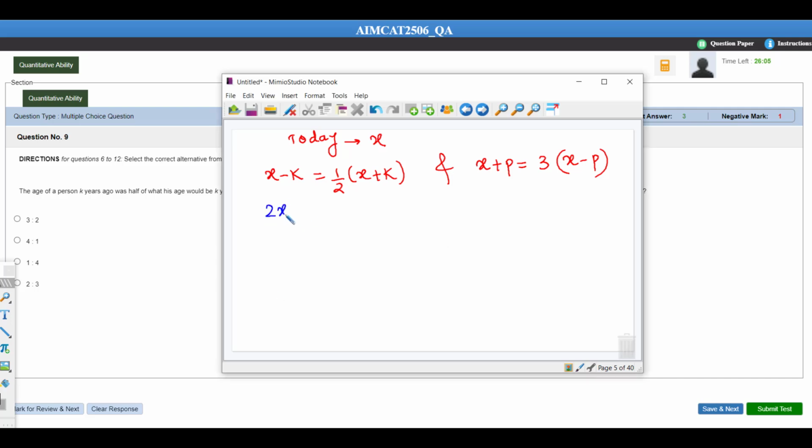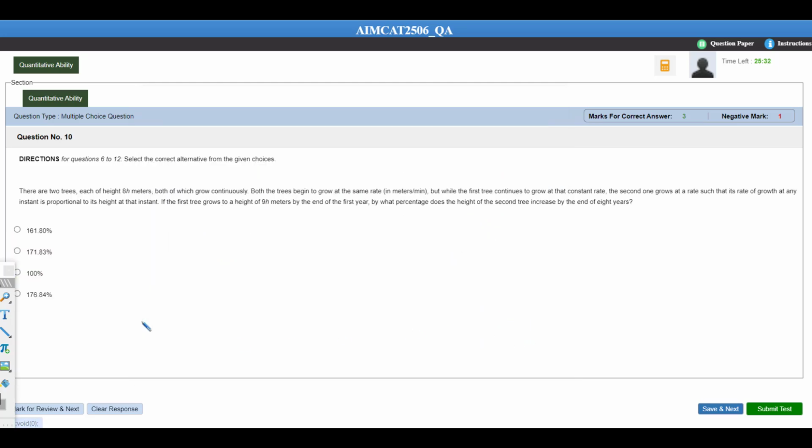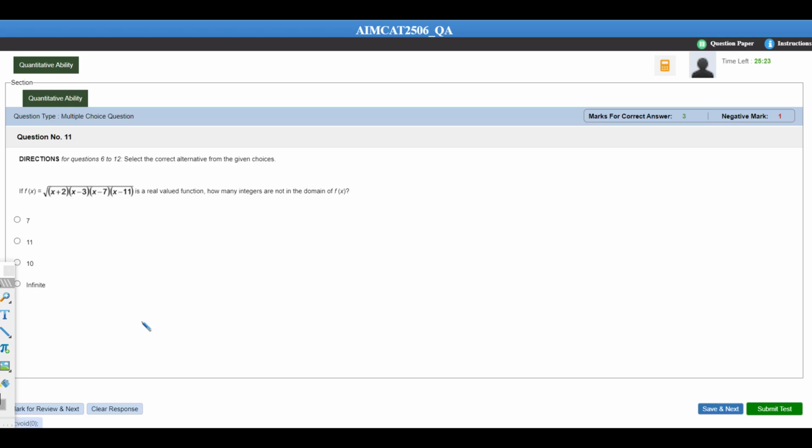So over here 2x minus 2k is equal to x plus k. So x is equal to 3k. Over here x plus p is equal to 3x minus 3p. So that is going to be how much? 4p is equal to 2x. Means x is equal to 2p and x is equal to 3k. So k divided by p is going to be 2 divided by 3. The answer is the last option. Correct. Then question number 10. Looks a bit lengthy. Let's move to the next.